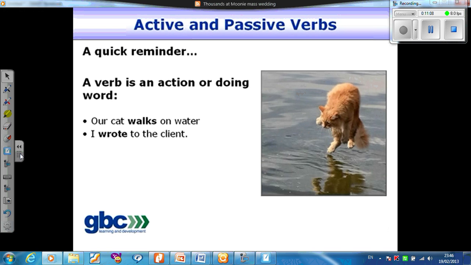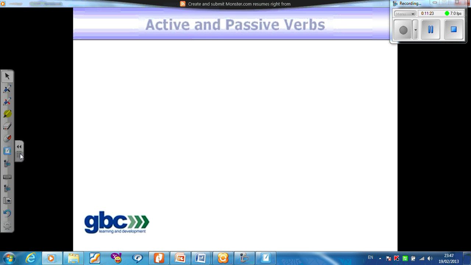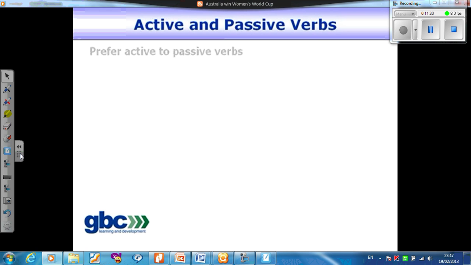I wrote to the client. Wrote is the verb. That's the action. Mary sent the email. Verb is sent. Stacy answers the phone. Again, answers is the action, so answers is the verb. Right, after that quick reminder of verbs, let's move on to this whole question of active and passive.